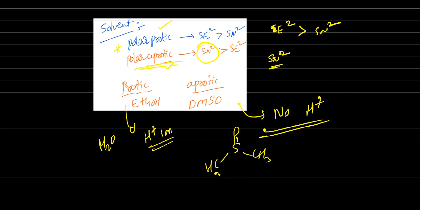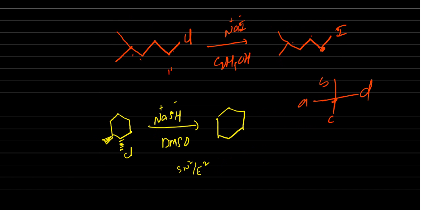DMSO aprotic. DMSO means aprotic. Aprotic, SN2 is favored, right? DMSO. So SN2. In this case, the chlorine is there. Here thick line. With thick line, SH will come. So what about this? It will remain as it is. Next.